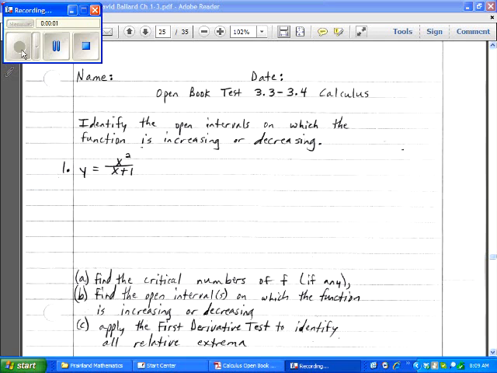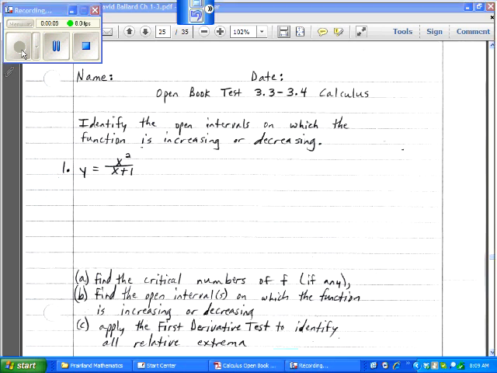Okay, we're going over the open book test, Unit 3.3 and 3.4 of Calculus, and the directions are to identify the open intervals on which the function is increasing and decreasing. To determine whether it's increasing or decreasing, what do we do? You find the critical number. So we do the first derivative test to find the critical numbers.